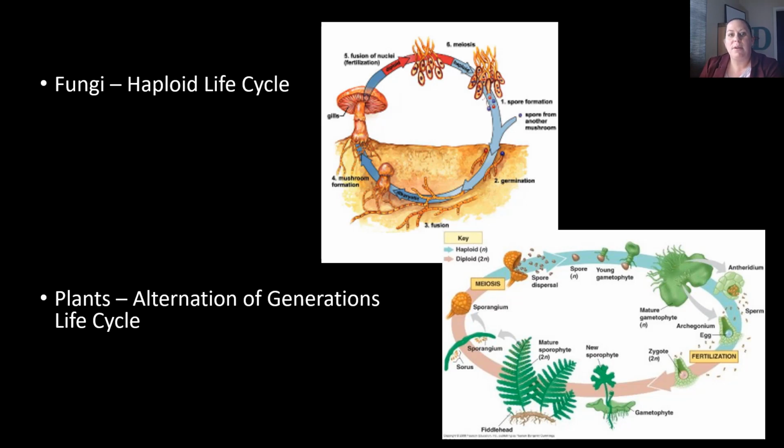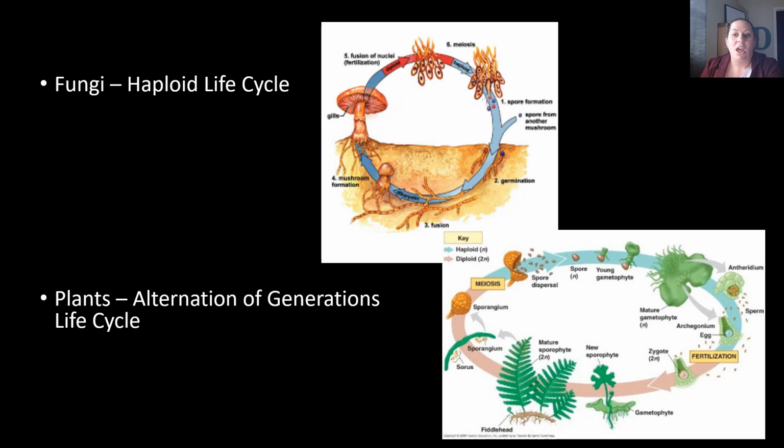Plants, however, do what we call an alternation of generations. They go back and forth between the two, haploid and diploid. Okay, and depending on which type of plant it is depends on how long they spend in each of these. But there is still a back and forth that happens between meiosis and fertilization. It just means that parts of the plant are going to be in a different part of that life cycle at a given time.